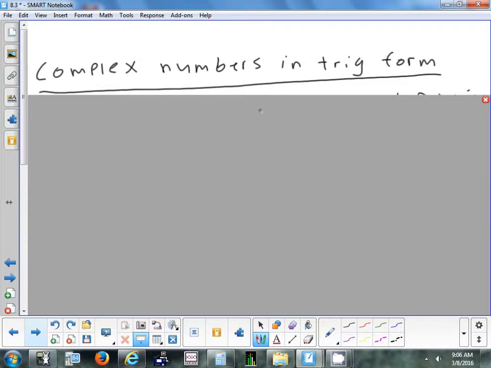All right, so now we're going to look at trig form. For the rest of today and all of tomorrow, what we do with complex numbers is going to focus on trig form.